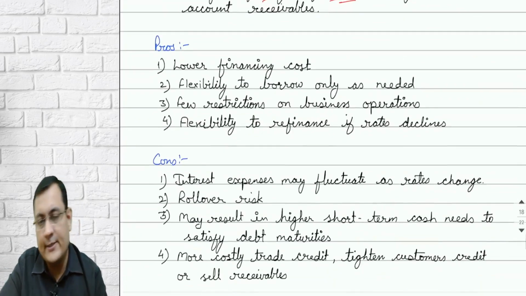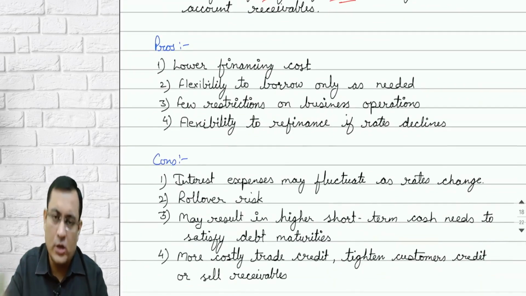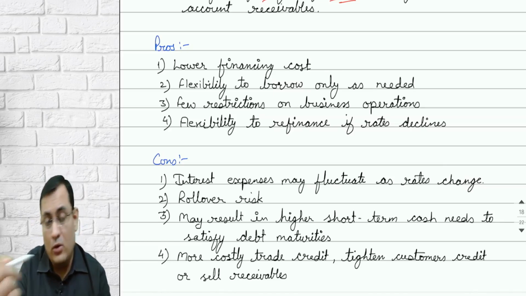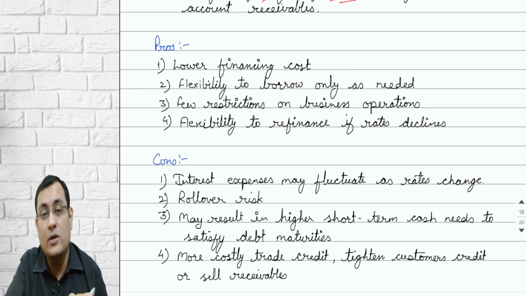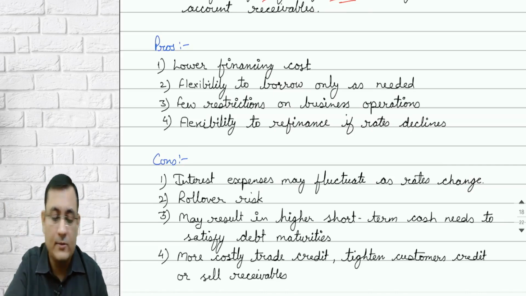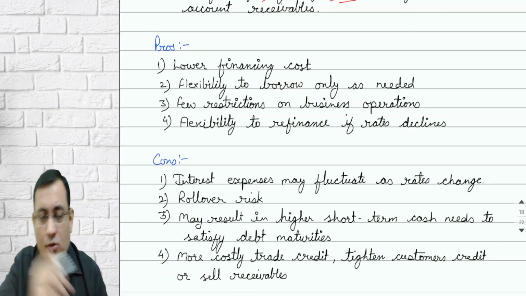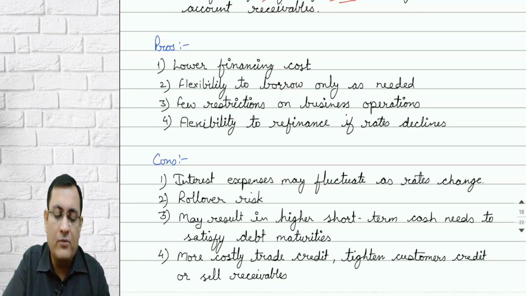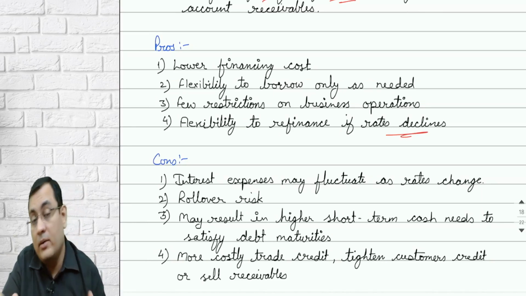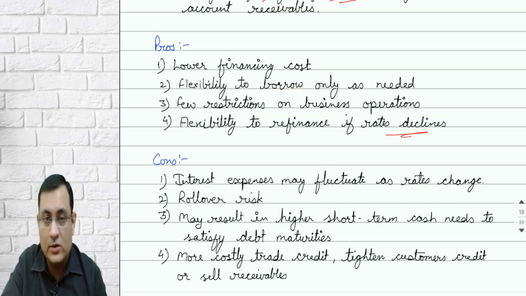Pros, advantages: lower cost, short-term debt is going to cost less. Flexibility to borrow as needed, whenever needed, but this is also going to create a risk. Uncertainty of rollover risk. Fewer restrictions, since you are not raising finance on a long-term basis, so fewer covenants will be there. And flexibility to finance when rates decline, but it may go wrong or it may go in reverse also.